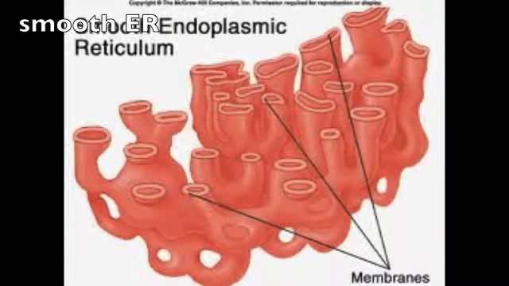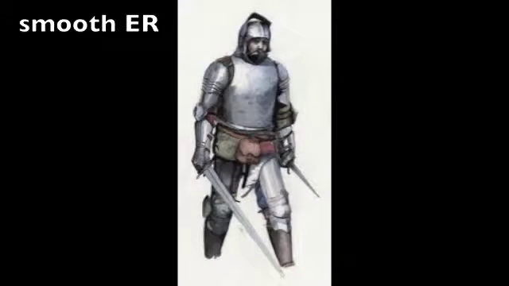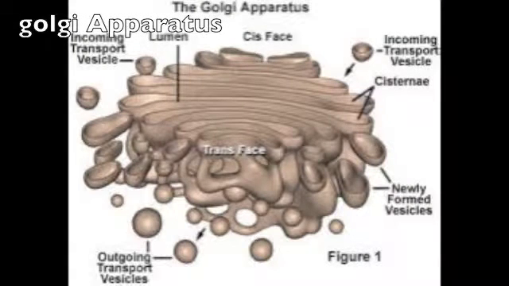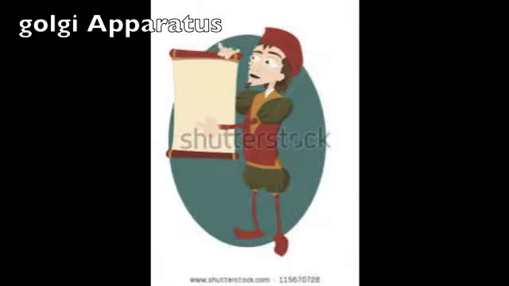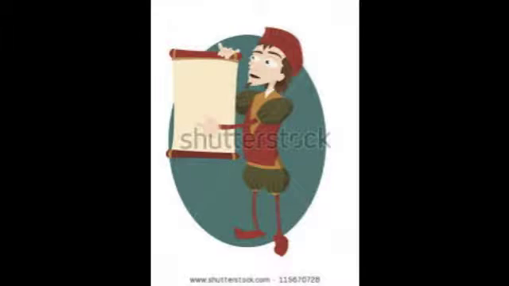The smooth ER breaks down poison, and it is an analogy to soldiers, which protect the castle by fighting off the bad things. The Golgi apparatus finishes products from the rough ER and ships them off to other cells. It is an analogy to the messenger who prepares messages and sends them to other kingdoms.